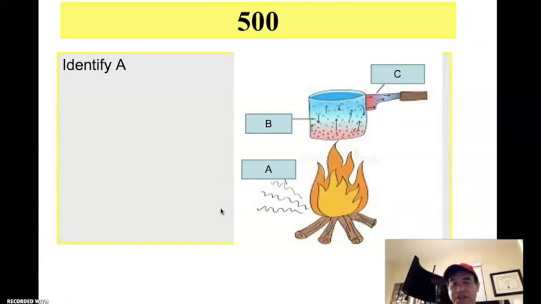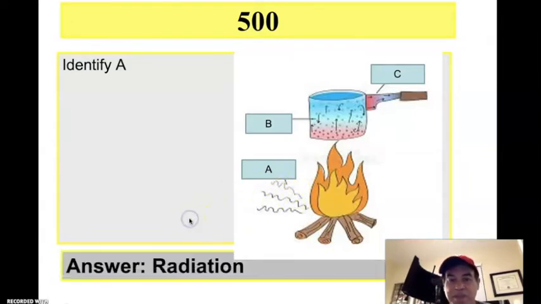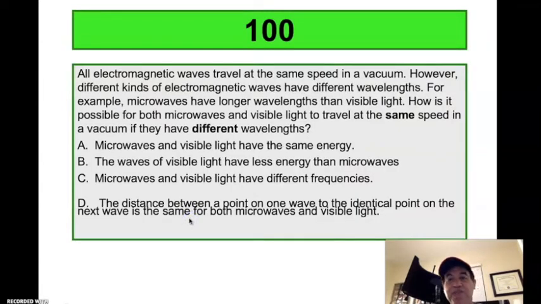Number 5, let's see if I can get you here. This time, identify A. Look at this. Empty space. Radiation is your answer. All right, we have three that you've taken care of.